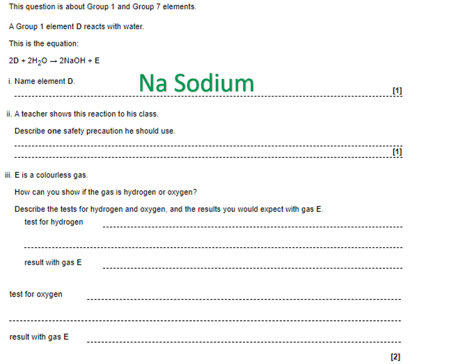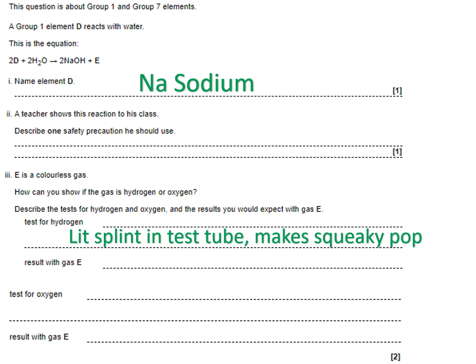So how can you show if the gas is hydrogen or oxygen? Describe the test for hydrogen and oxygen and the results you would expect with gas E. Okay, now there's only 2 marks for this, so you're going to have to get quite a lot of information down for each mark. So the test for hydrogen, if you think back to that first slide, was you light a splint in the test tube or a lit splint in the test tube and it makes a squeaky pop.